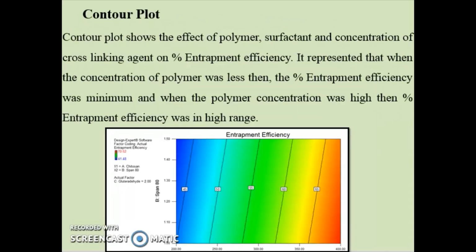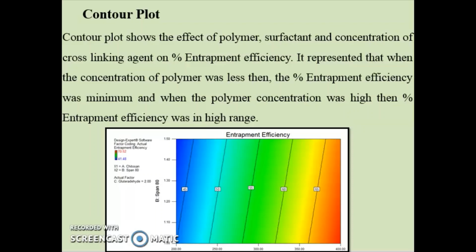Now the next one is what here, the contour plot. This contour plot shows the effect of polymer, surfactant and concentration of cross-linking agent on percent entrapment efficiency. As shown in this contour plot, when the concentration of polymer was less, the percent entrapment efficiency was also minimum. When the concentration was high, the percent entrapment efficiency was again in a high range.